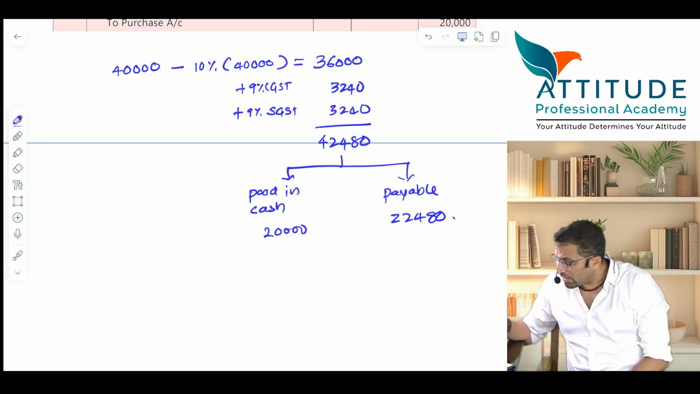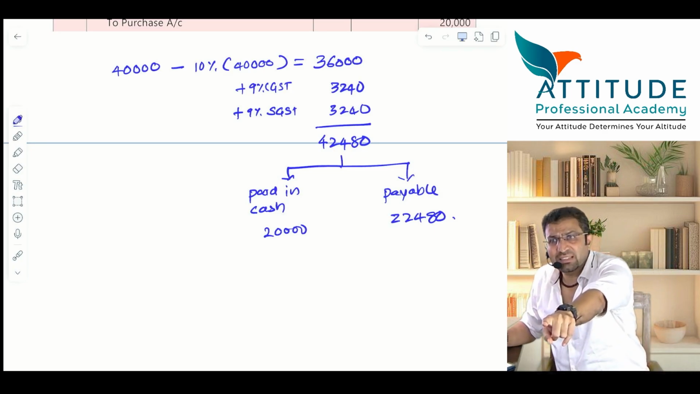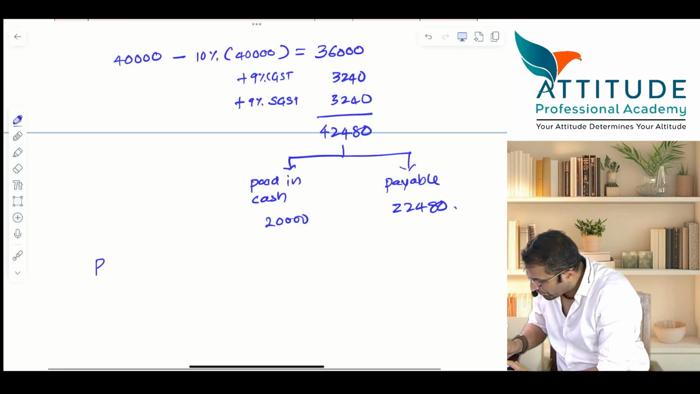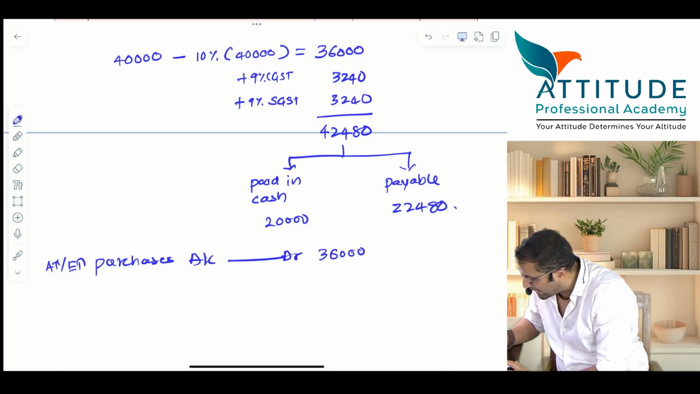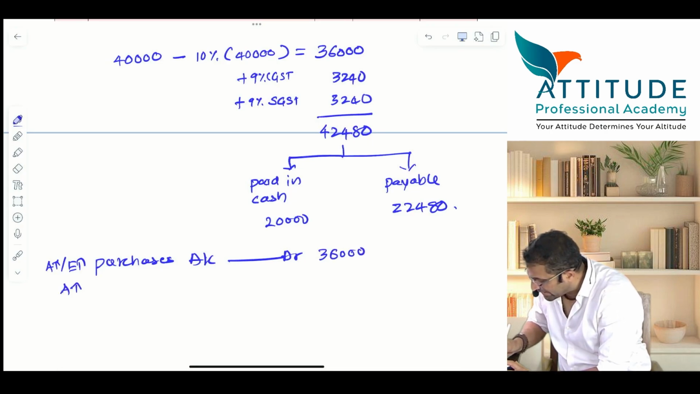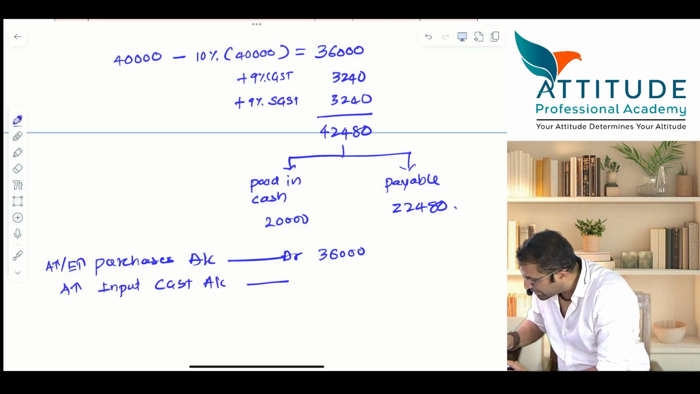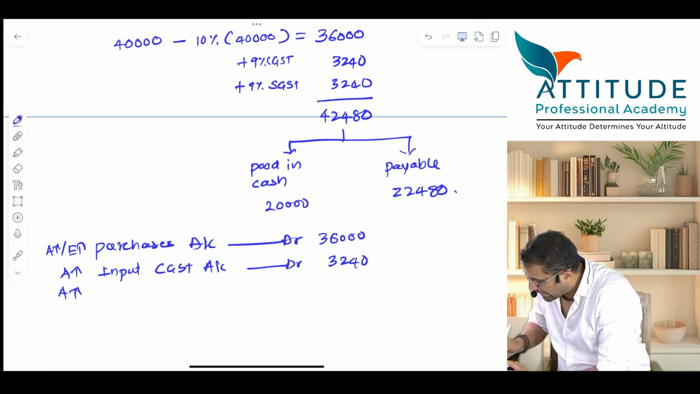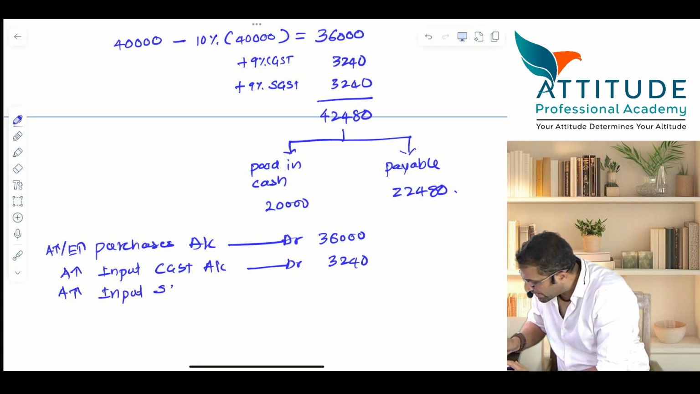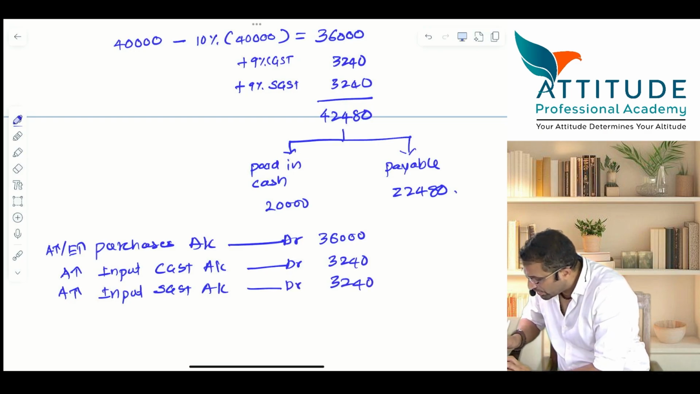Now this is purchase for you. Tell me the entry. Very good. Purchases account debit excluding GST. Either asset increases or expense increases. How much? 36,000. Very good. Then asset increases. Input CGST account debit. How much? Very good. Tell me next. Input SGST account debit. How much? 3240.